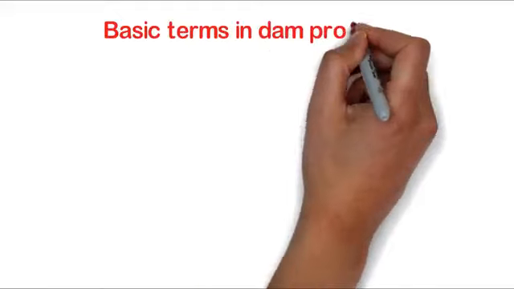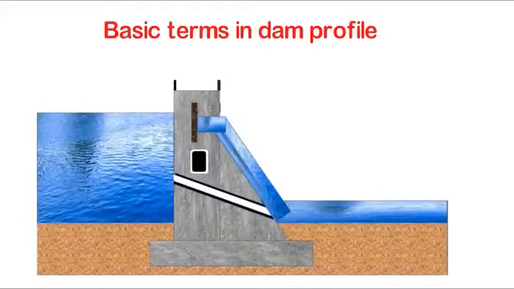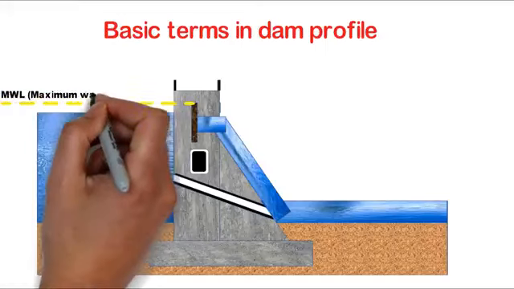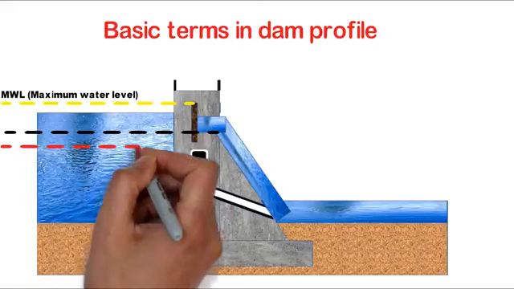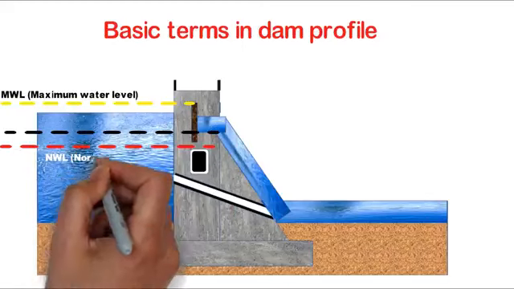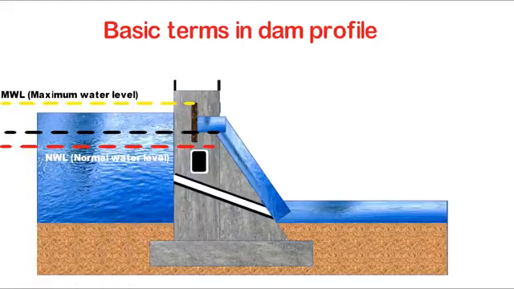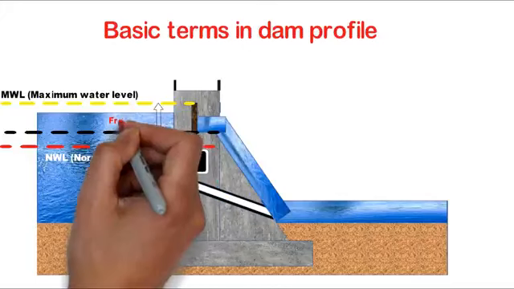What are the basic terms in a dam profile? This is the maximum water level, and this is the normal water level. The distance between the normal water level and maximum water level is called freeboard.